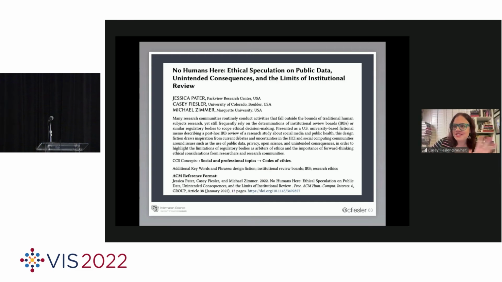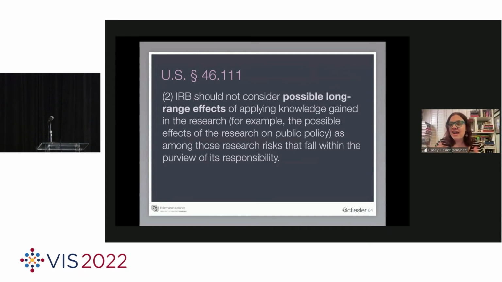And part of the reason for this as well, beyond just the definition of human subjects, is that IRBs very explicitly do not consider long range effects. They don't do downstream consequences. That is not what they do.